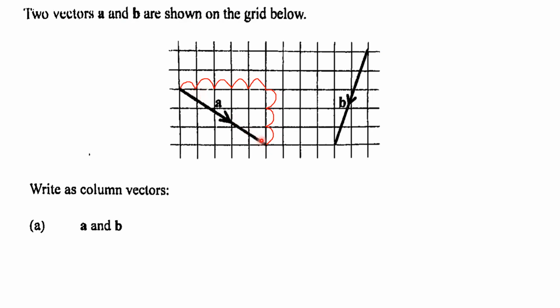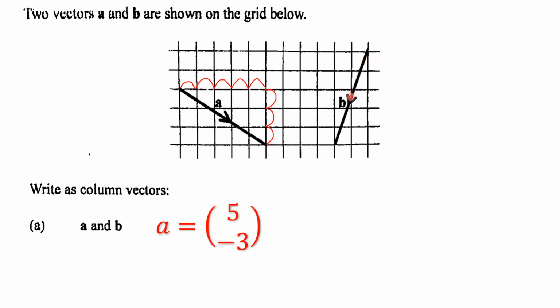So if we were to represent this as a column vector, it would be A is equal to open bracket 5 and negative 3. The reason why we have positive 5 is because we moved 5 times to the right. 1, 2, 3, 4, 5. And the reason why we have negative 3 is because we moved 3 times down. 1, 2, 3. So we write the X movement on the top and we write the Y movement at the bottom. Okay, let's move on to the next one.